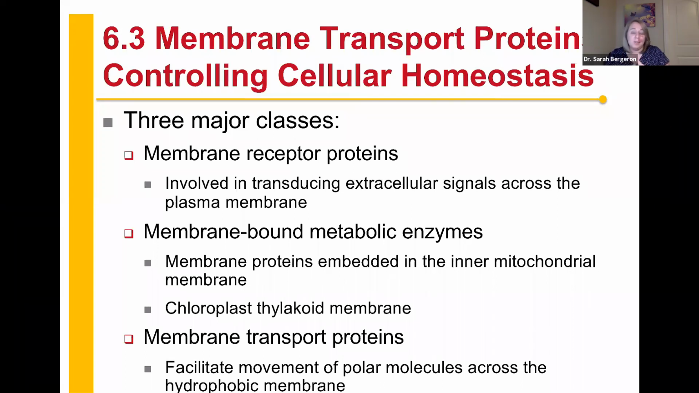Then membrane transport proteins, and this is what this section is all about. And these are going to be the ones that facilitate movement of either polar molecules or some other types of molecules that we'll talk about. But they're a really, really excellent example of the interdependence of protein structure and protein function. Remember how we talked about that relationship.